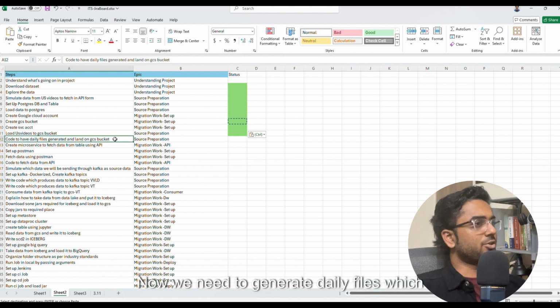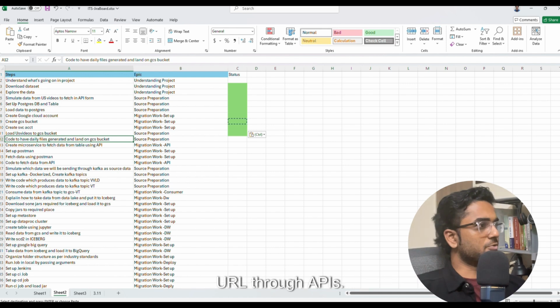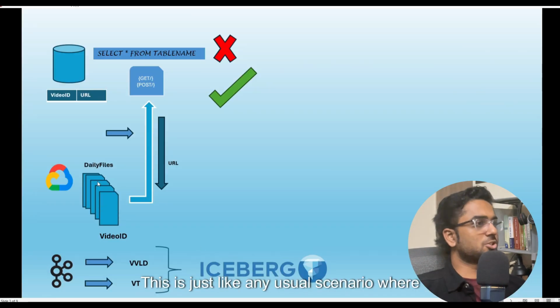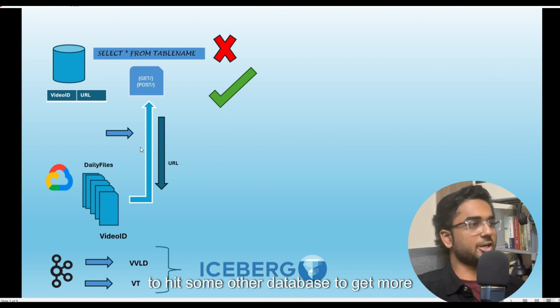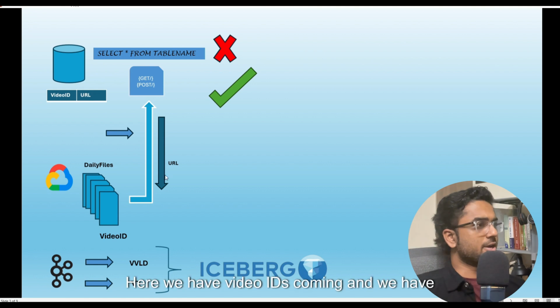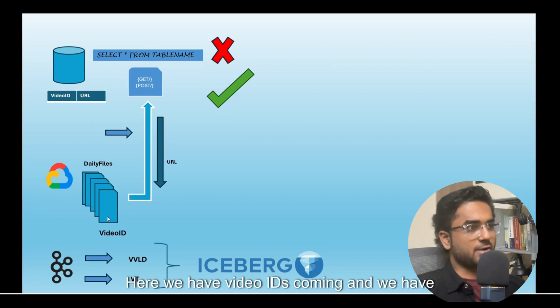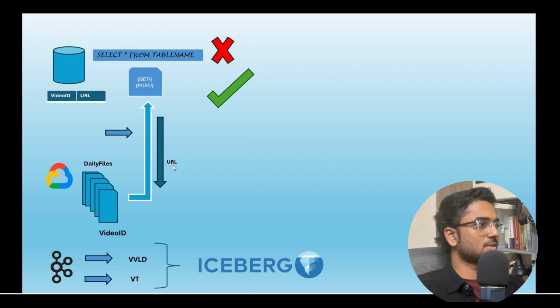Now we need to generate daily files which have video IDs to fetch their corresponding URL through APIs. This is just like any usual scenario where daily data comes in any storage and we need to hit some other database to get more details for those daily data. Here we have video IDs coming and we have to hit the database to get the URL. Let us see how we can achieve that.